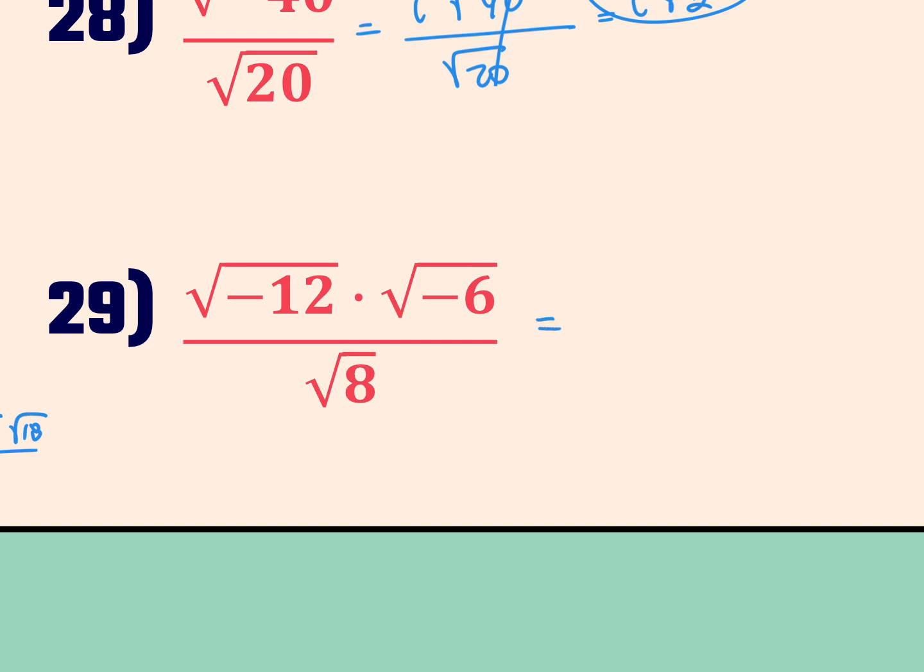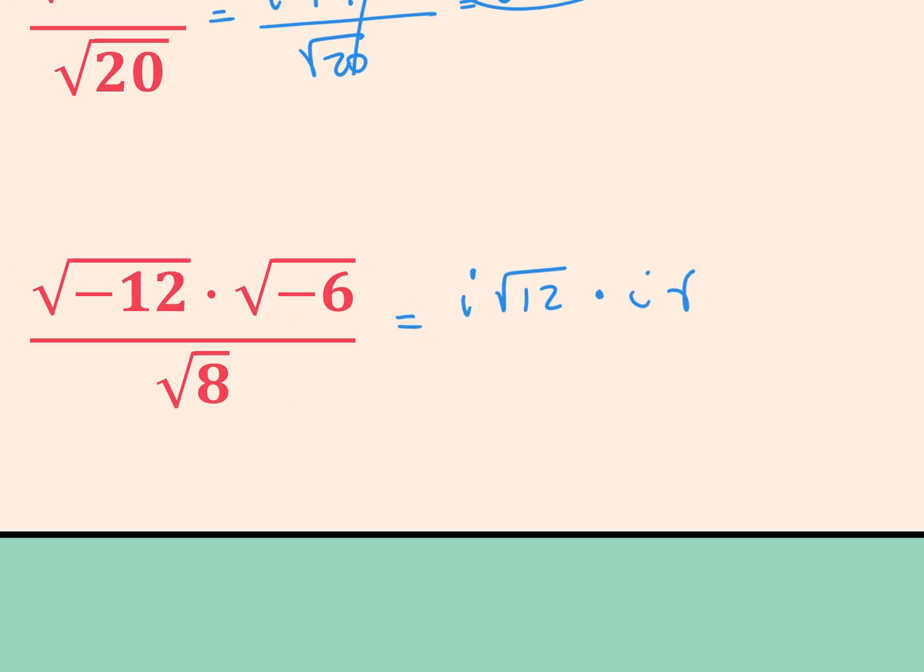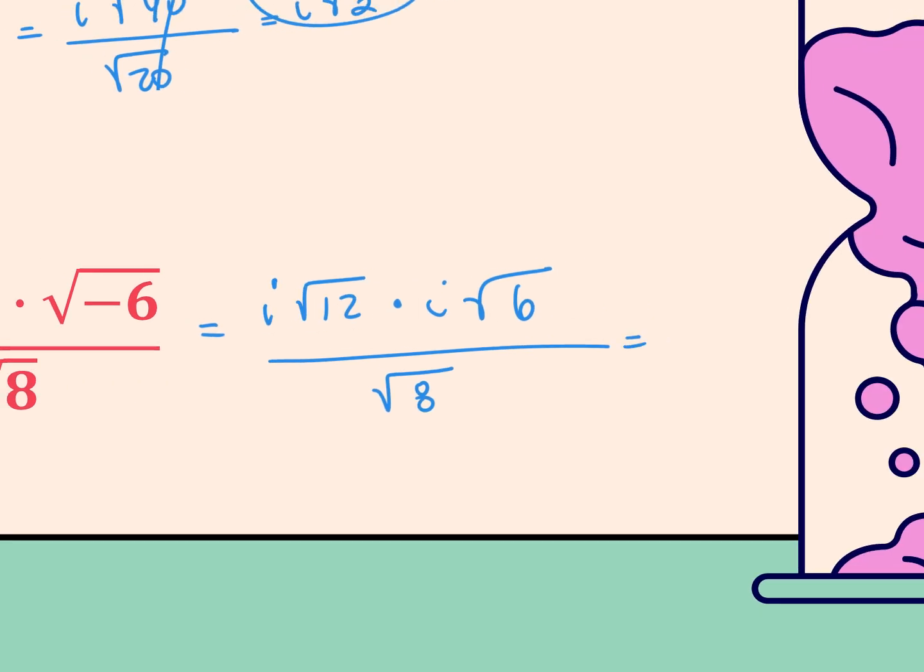I'm going to take out an i. And I'm going to leave this as a square root of 12. Times, I'm going to take out an i, and I'm going to leave this as a square root of 6. I'm going to put this over the square root of 8. I'm going to do this a couple different ways so you guys can see. Okay, another way I could simplify this is i times i is i squared, right? And what's 12 times 6? 72, okay, over the square root of 8. Everybody with me? Okay?